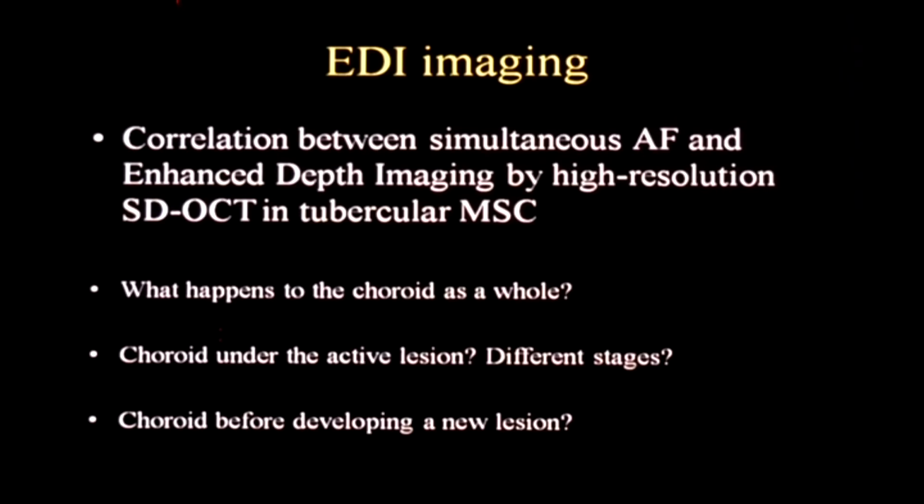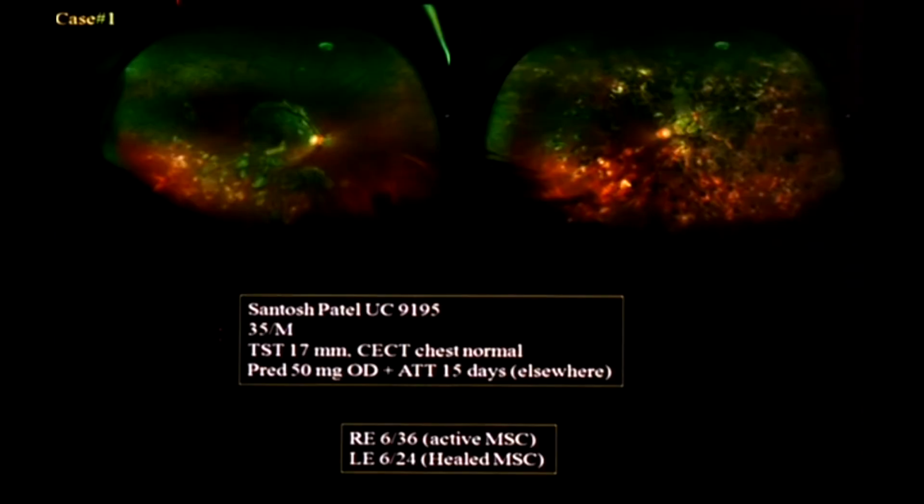We wanted to know what happens to the choroid as a whole in serpiginous-like choroiditis, what happens to the choroid locally under the active lesion in different stages, and what happens to the choroid actually before developing any new lesions. So this is an example of an active serpiginous in the right eye. The left eye is completely scarred.